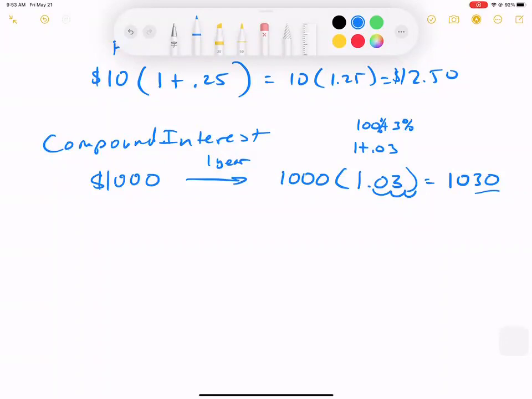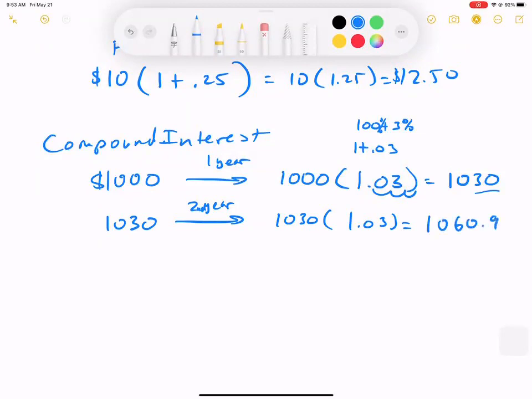Well, now that we have $1,030 in my second year, we're going to get the same interest rate. So we're going to have 1030 times 1.03. Now, how much do we have here? You guys can get your calculators out and try this. I have 1,030, and we are going to multiply by the interest rate again, 1.03. And we have 1,060.9.